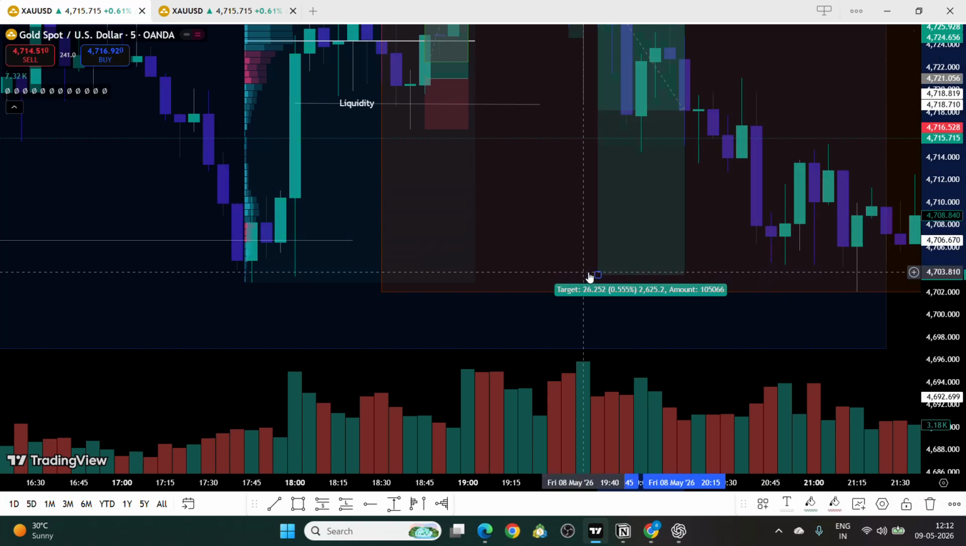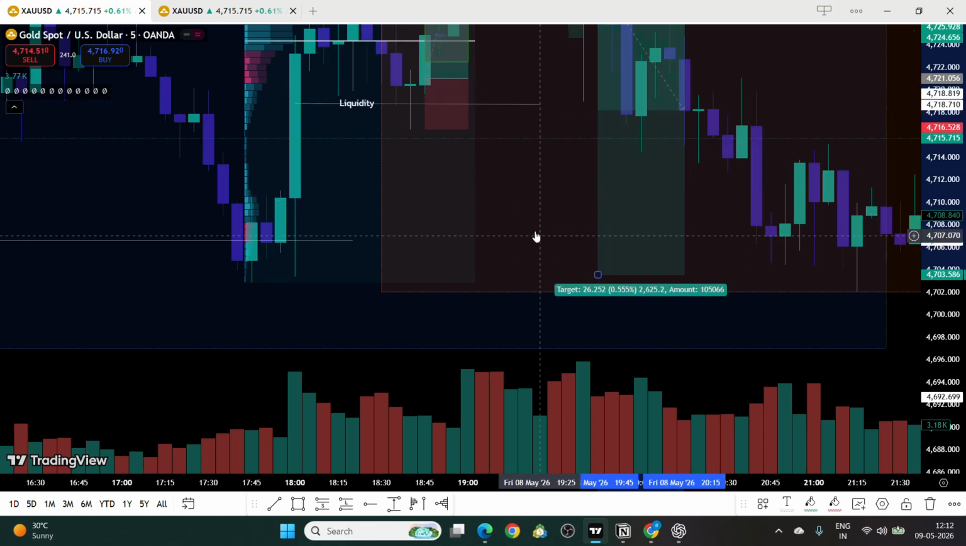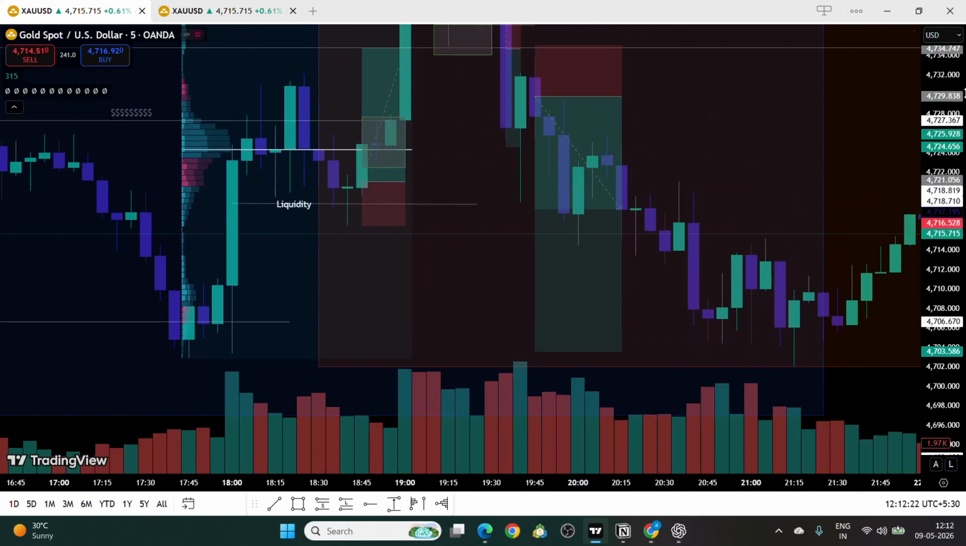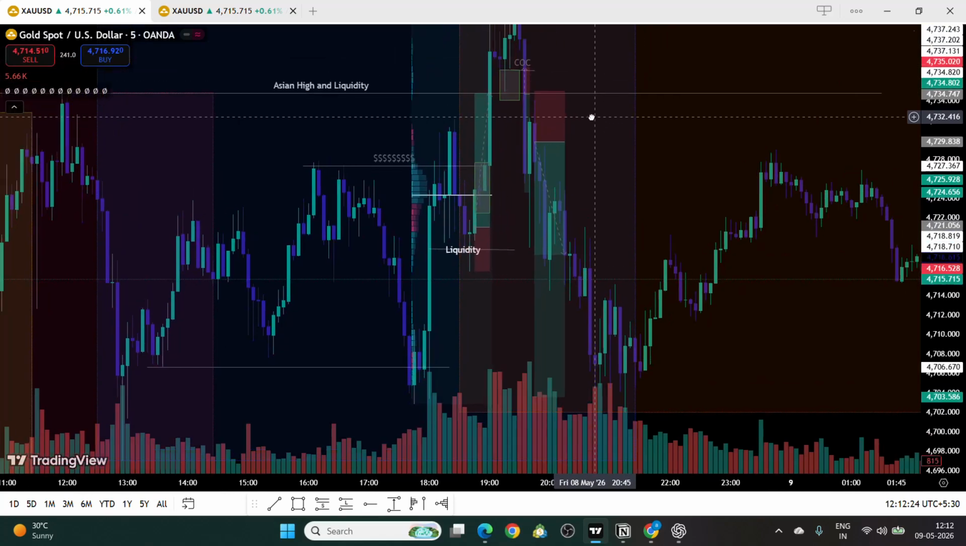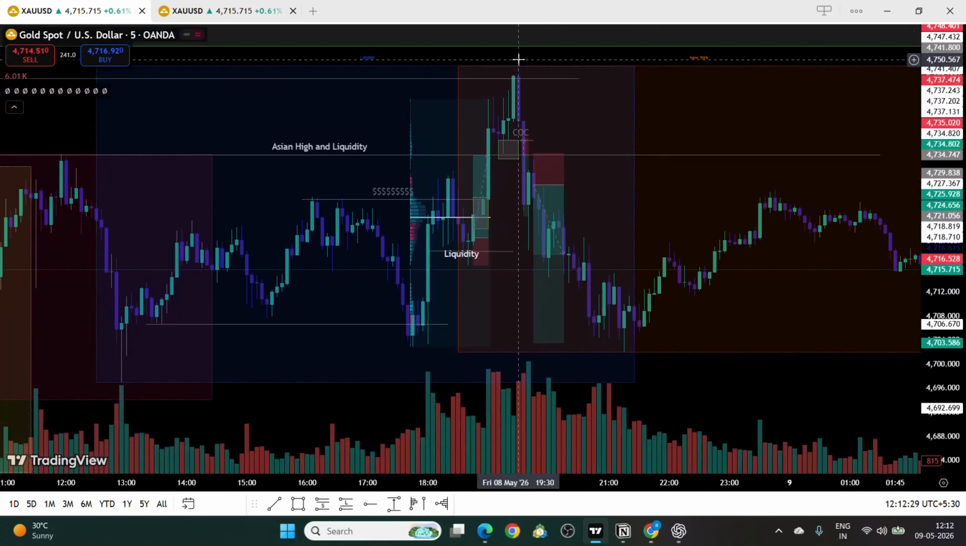Take up to here. The price will take this low, and then again it will reverse because it is Friday and it is a weekend closing, and it will go all the way. I will show you using this volume profile how far it can go.